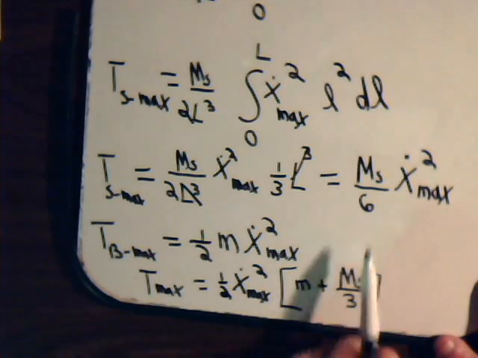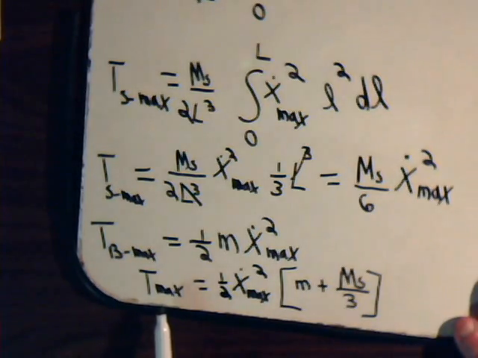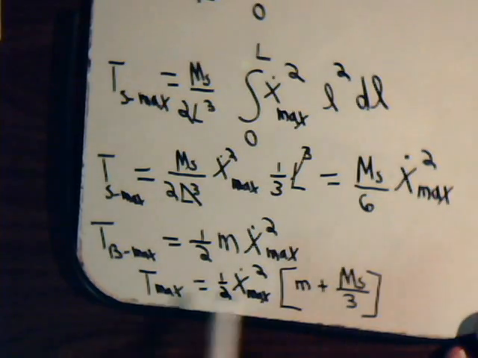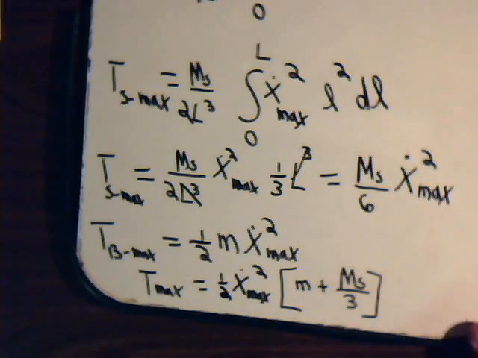3 times 2 is 6. So this is the maximum kinetic energy of our system. And we said a few moments ago that that has to equal the maximum potential energy of the system. Well, let's write this at the top of the board, and then we can discuss further the significance of this. So we have the maximum kinetic energy is this, which is going to reappear at the top of the board now.